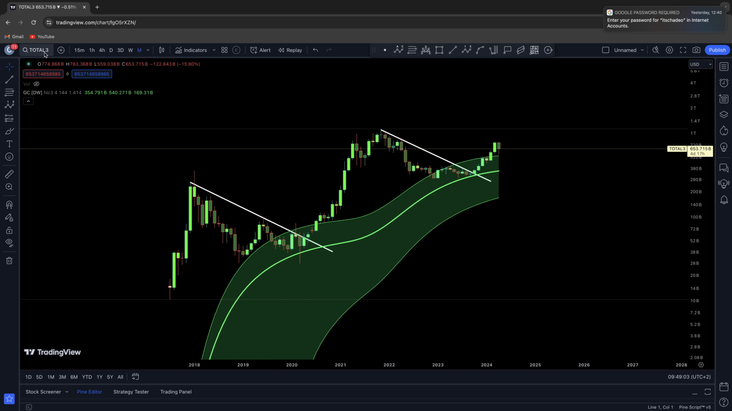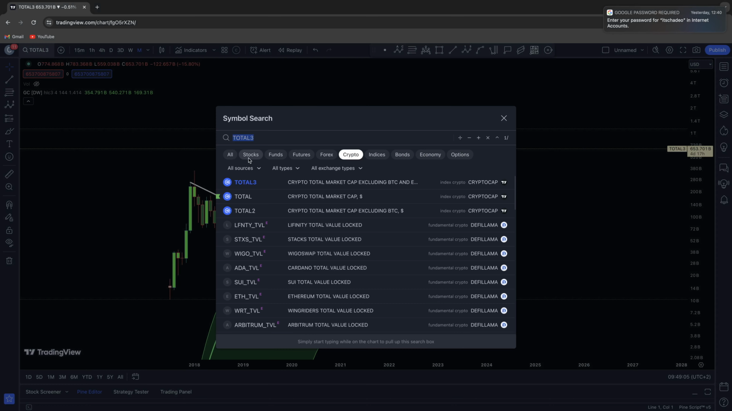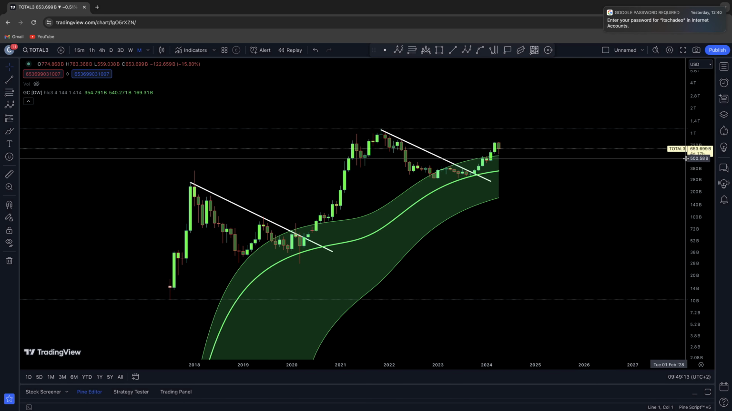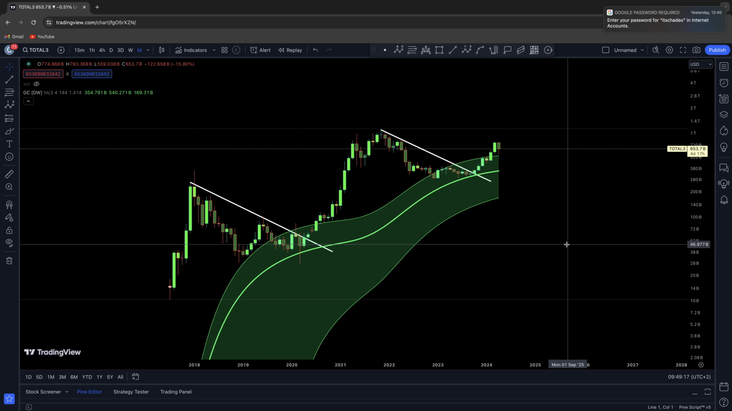Today we are going to dive into the TOTAL3 chart. This is the crypto total market cap excluding Bitcoin and Ethereum. Now, the current valuation of the TOTAL3 sits at $653 billion. Now, what I wanted to look at this chart for is there's a few things I wanted to point out.